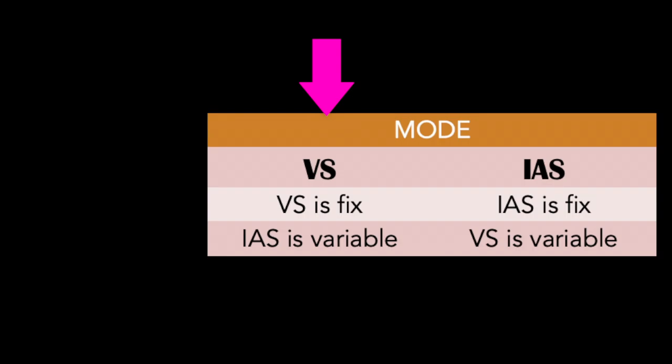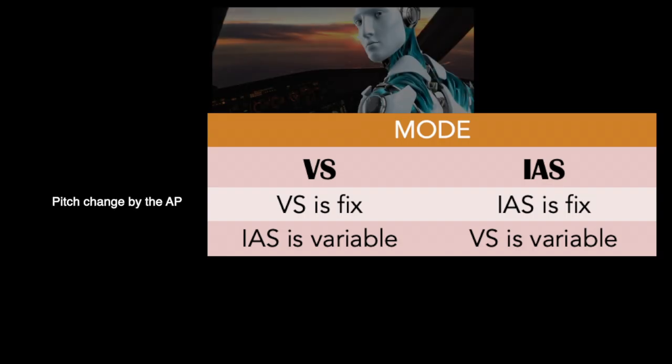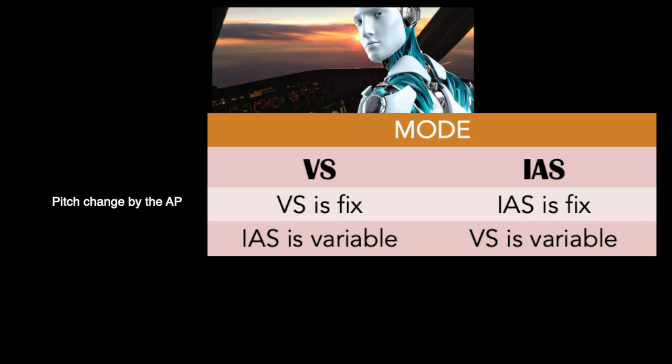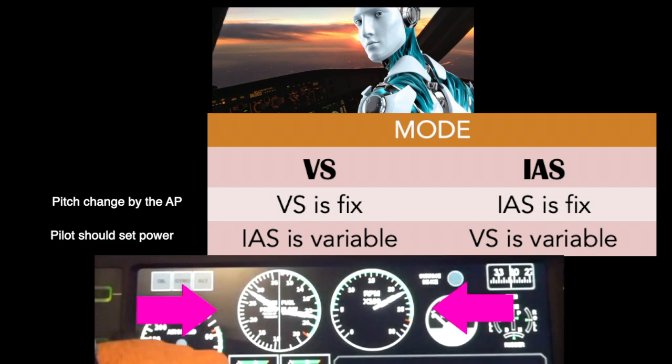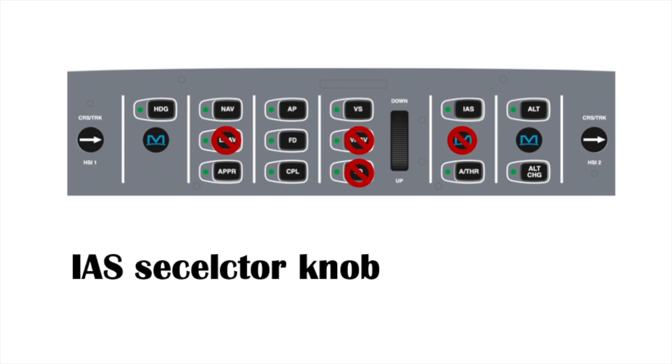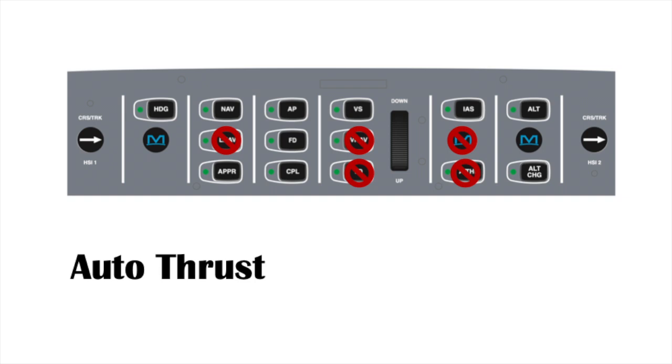In VS, the vertical speed is fixed, maintained by the autopilot by changing the pitch, while the indicated airspeed varies based on the actual power available. In IAS mode, it is the opposite, so autopilot sets the pitch in order to keep indicated airspeed fixed, and the vertical speed is a function of the power available. IAS selector knob is not operative in this configuration, and of course the same is applicable to the autothrust.